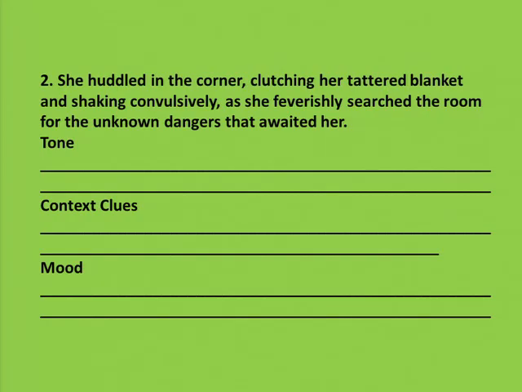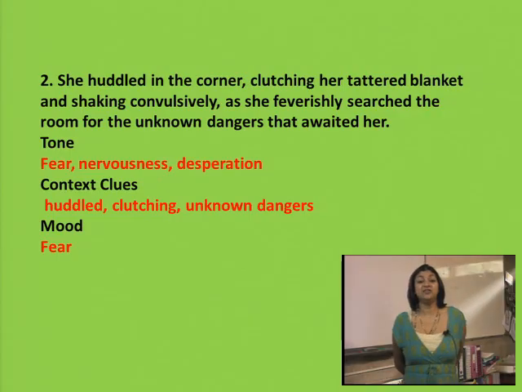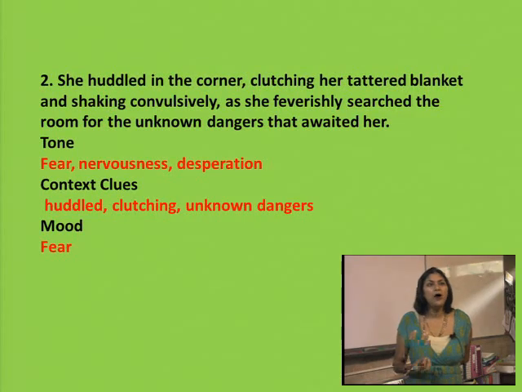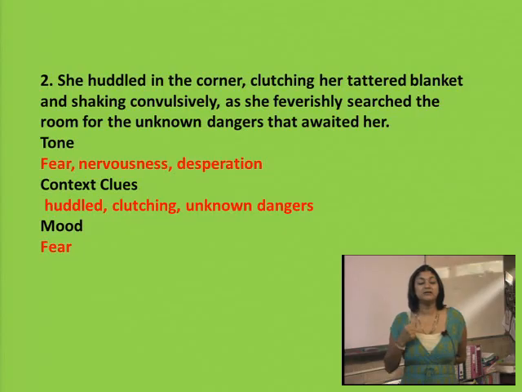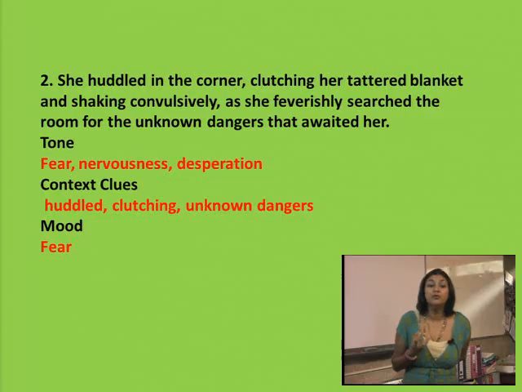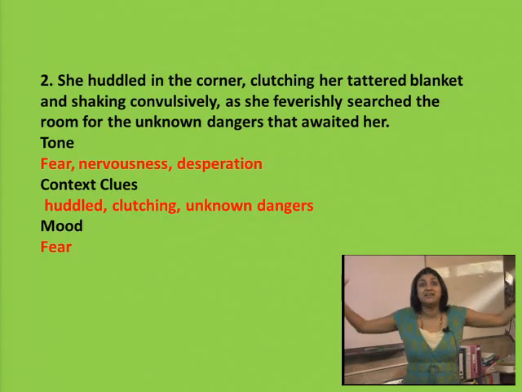Okay, let's see how this went. She huddled in the corner, clutching her tattered blanket and shaking convulsively as she feverishly searched the room for the unknown dangers that awaited her. You can see the way in which I read it is very different from how I read the first one. You get the feeling of fear, nervousness, desperation. Those would be the tones because that's what we can hear in the person's voice. How do we know that? Because we've got the words huddled, clutching, unknown dangers. These are scary things, people. And so the mood then would be a mood of fear. That's the kind of feeling that hangs in the air.